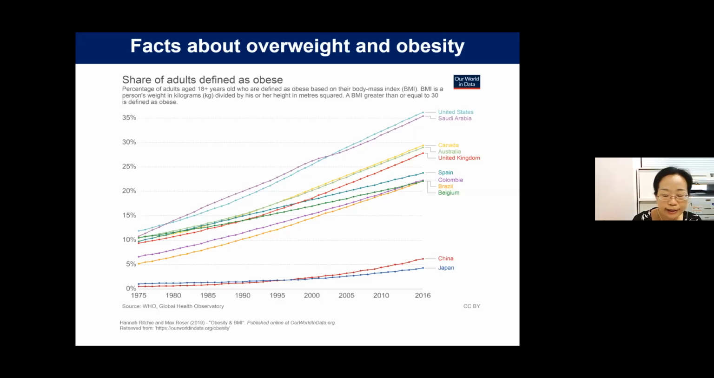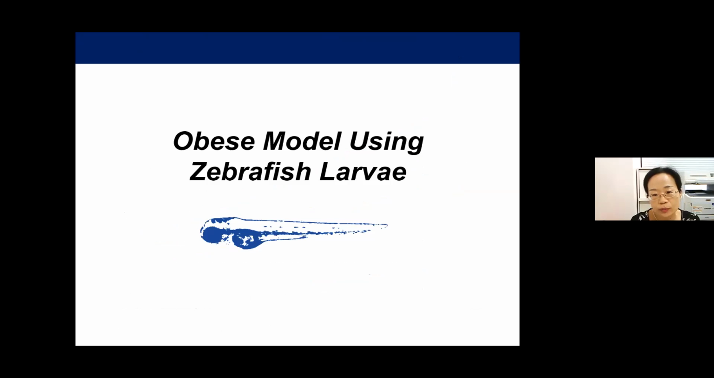So as I introduced previously, zebrafish is a useful model animal for human disease. So how should we treat this disease? Firstly, we need an obesity zebrafish model. We have developed two types of obesity models of zebrafish. First, I'd like to introduce how to develop an obese model using zebrafish larvae.